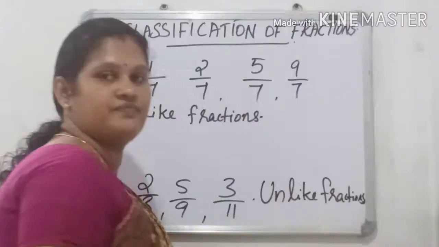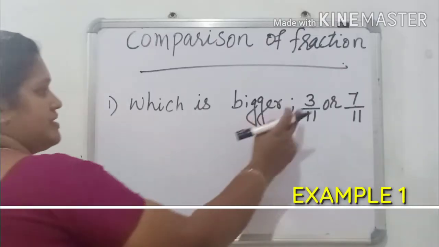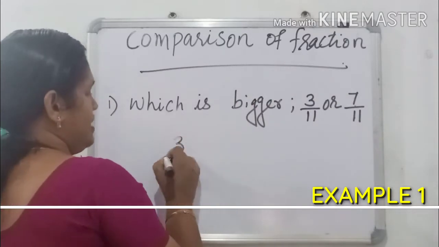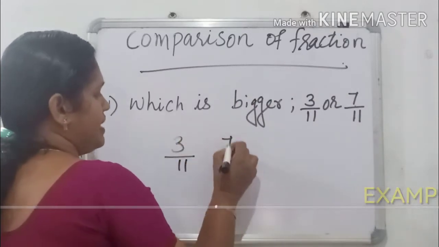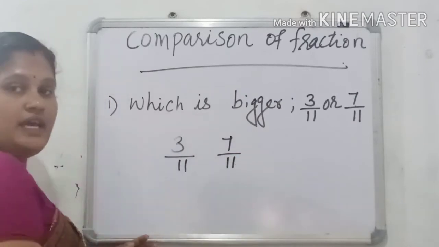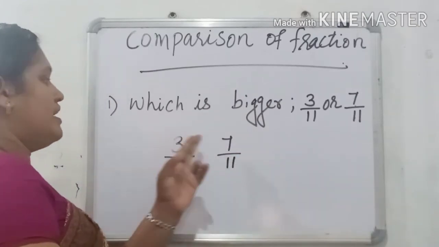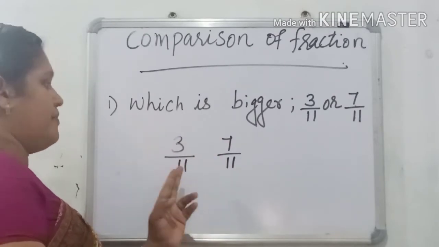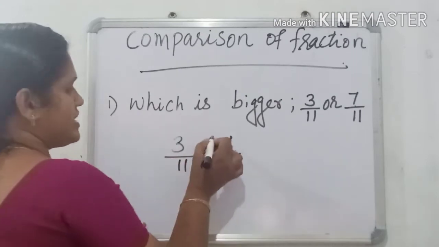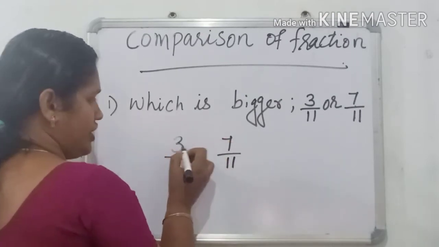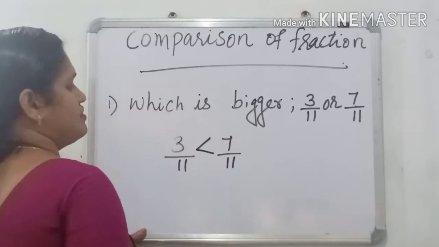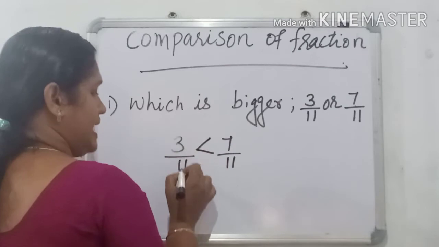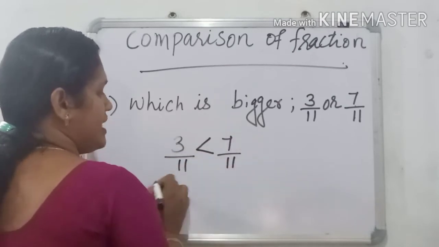Okay? Example 1. Which is bigger, 3 by 11 or 7 by 11? They are like fractions. We have to compare the numerators only. Here the denominators are the same. So which is bigger? 7 is bigger than 3. So this is the answer: 3 by 11 is less than 7 by 11.